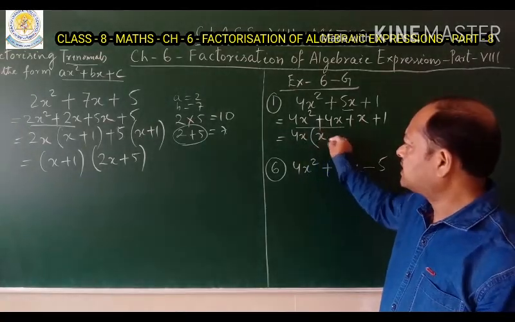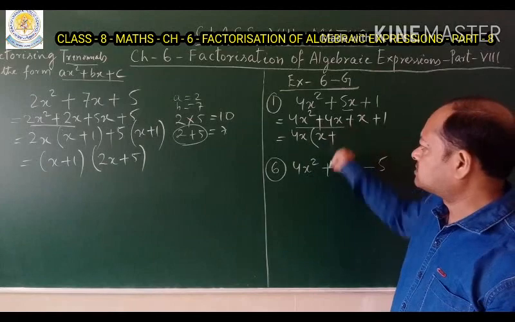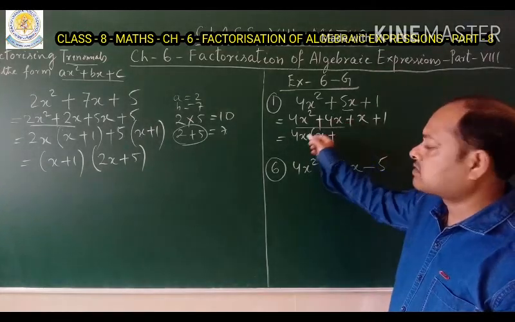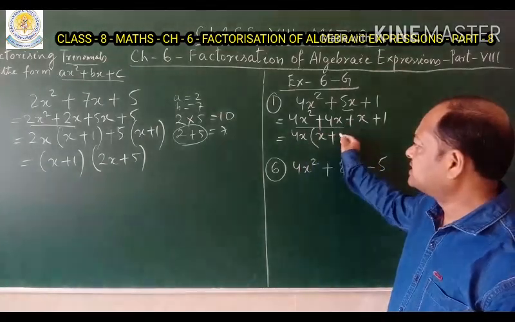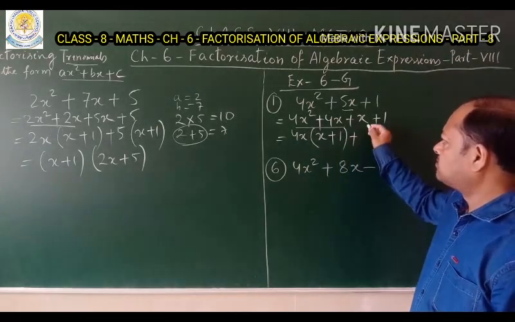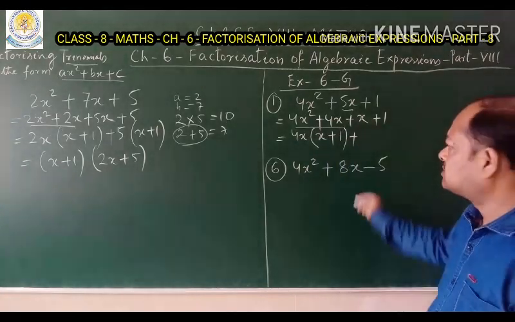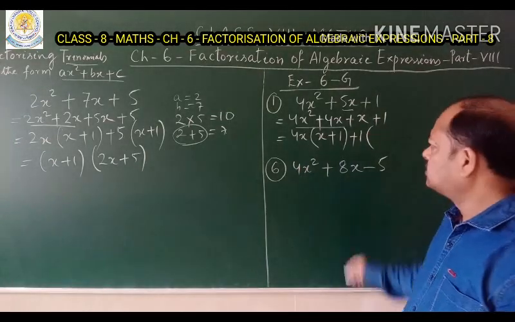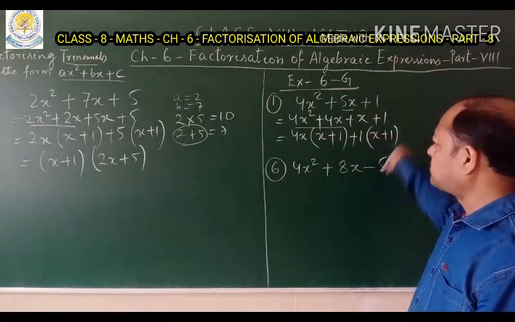That is x plus 4x already taken common. So what is inside the bracket? That is 1. So plus, from x plus 1 you take 1 as common. So inside the bracket, x plus 1.